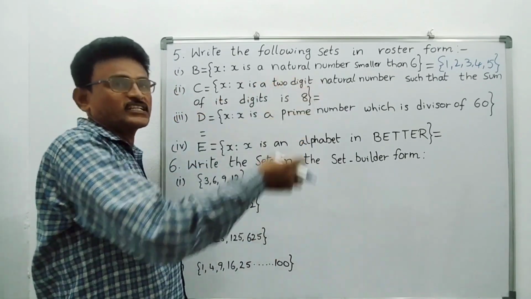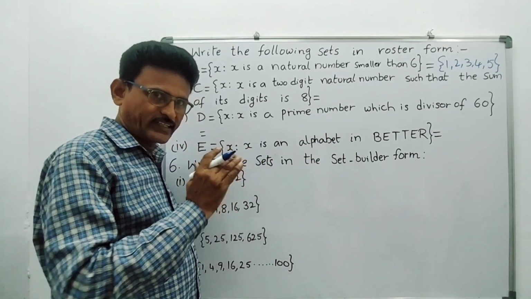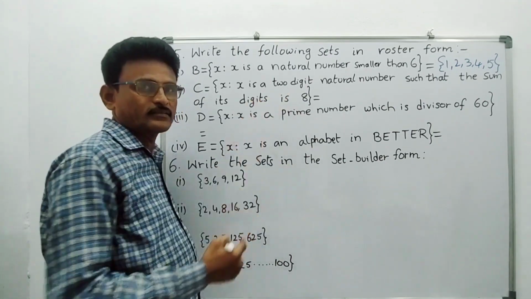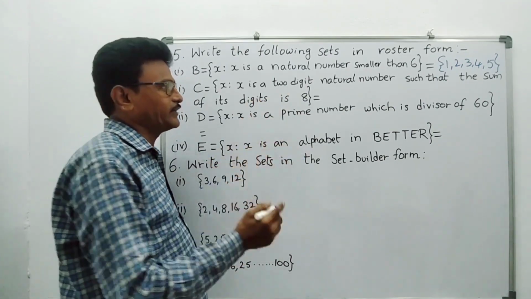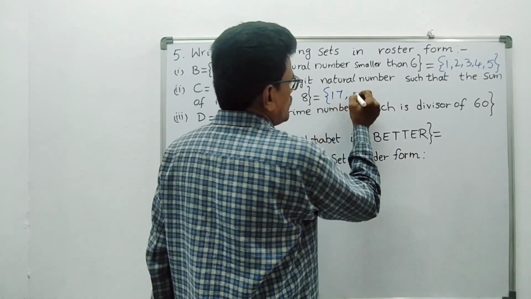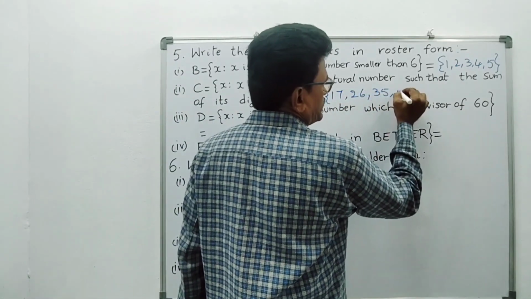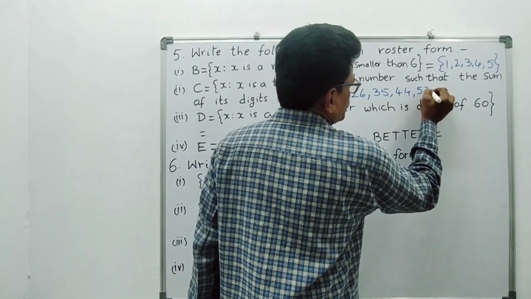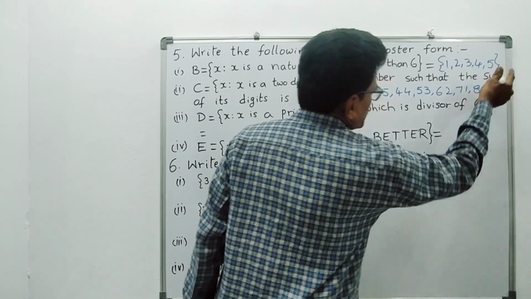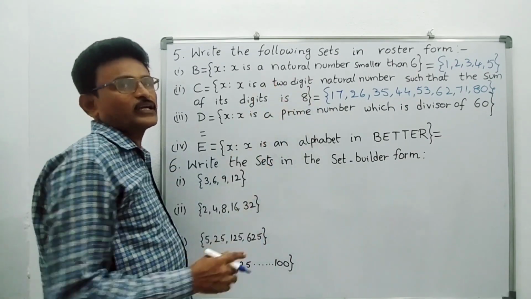Now see, there is the set x such that x is a 2-digit natural number such that the sum of its digits is 8. 2-digit numbers means 10 onwards. 10, 11, 12, 13, all these are 2 digits, up to 99. If you add these 2 digits, you have to get 8. See, first number 17. So I am writing 17. 1 plus 7, 8. Next 26. 2 plus 6, 8. Next 35. 3 plus 5, 8. 44. Like that 53, 62, 71, 80. Only this much. So these are 2-digit numbers. If you add the 2 digits, you will get 8.